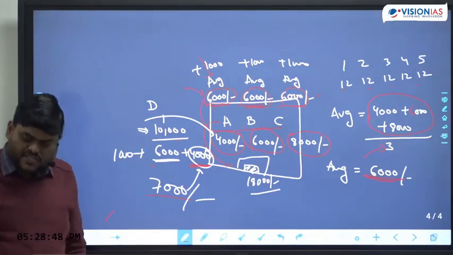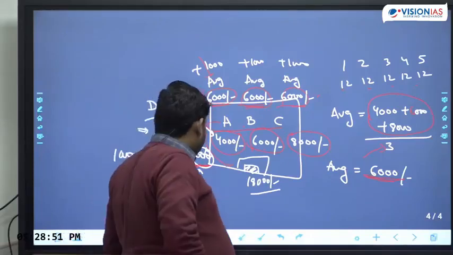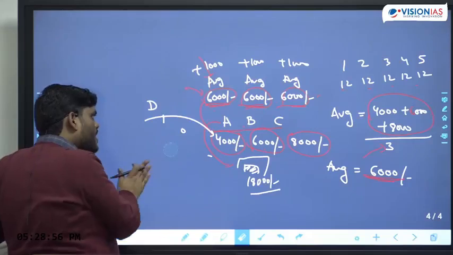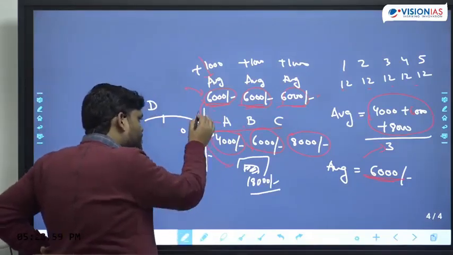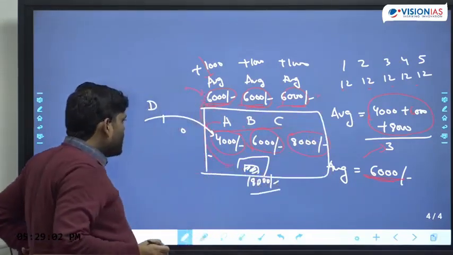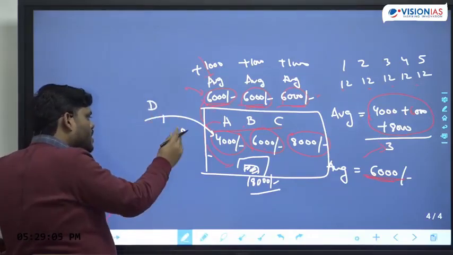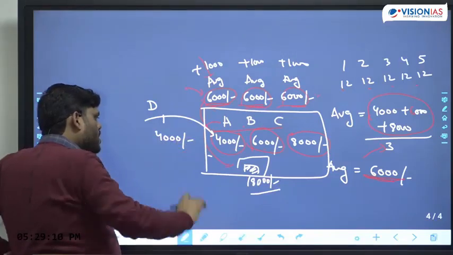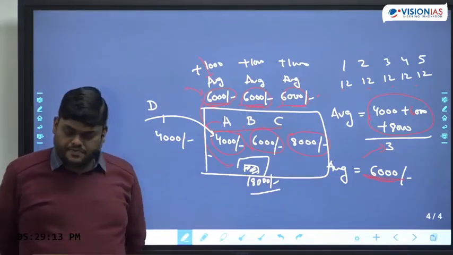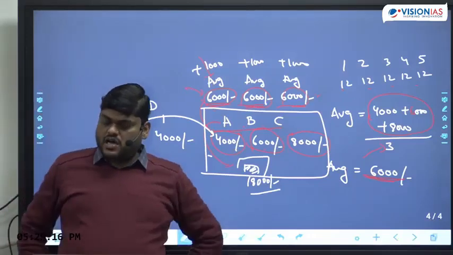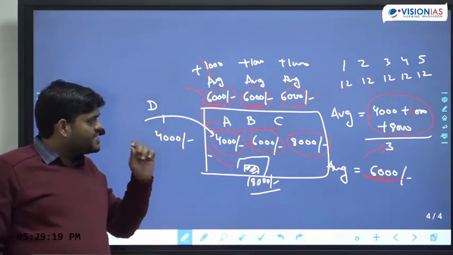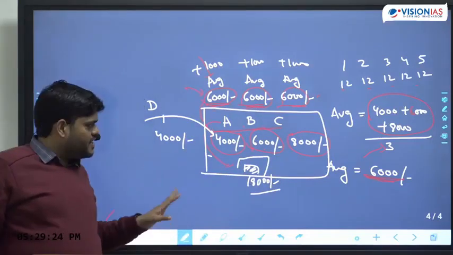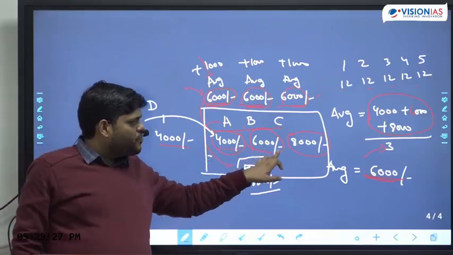Okay, so as such, no doubt. Suppose someone is saying, if anybody is coming with less money, then what will happen? Suppose D will come with 4,000. So what will we do? If D is coming with 4,000, then we will assume that the average is 4,000. What I have done is I have assumed that the average is 4,000.